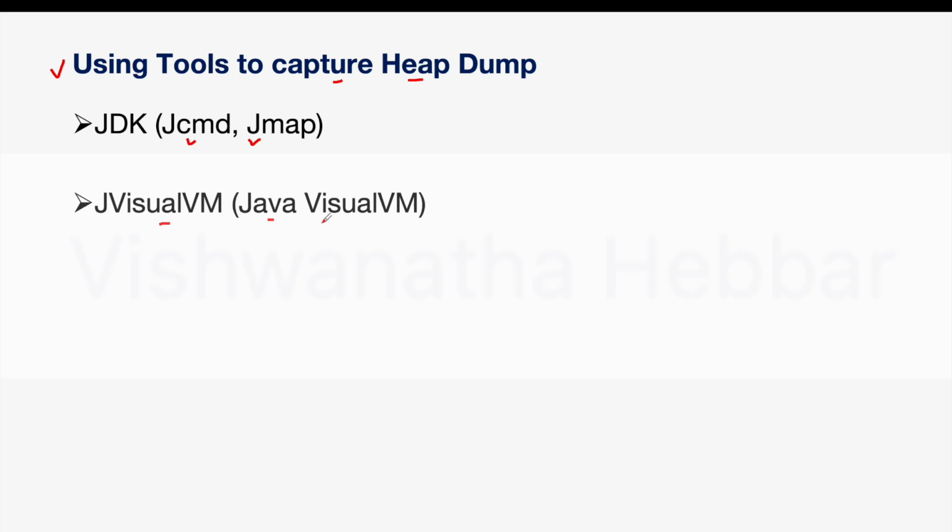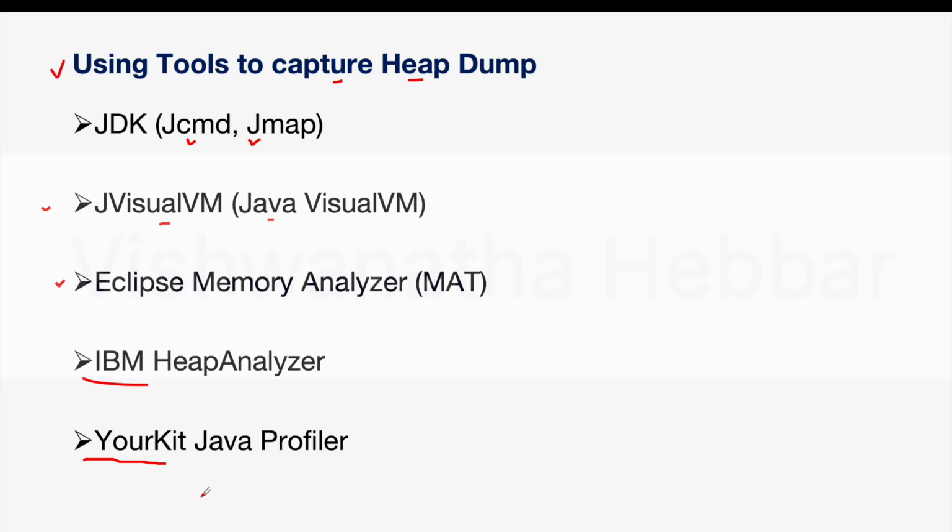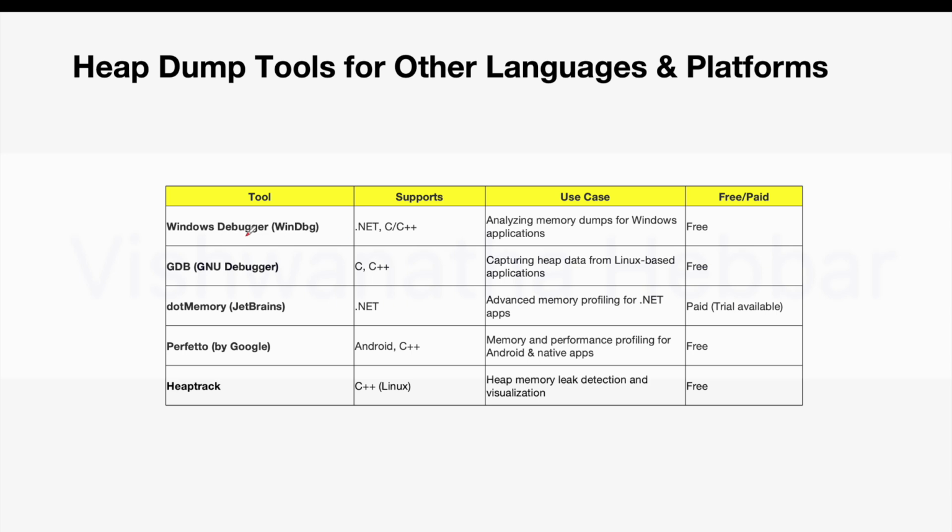We have discussed how to download and install this tool while discussing the thread dump analysis. This tool can be used for taking a thread dump as well as a heap dump. These tools are mainly for Java based applications, and there are many other tools based on the programming language and the platform, such as Windows Debugger for .NET and C++, GNU Debugger, .NET Memory, Perfecto for Android, Heap Track for C++, and we have many more tools available in the market.